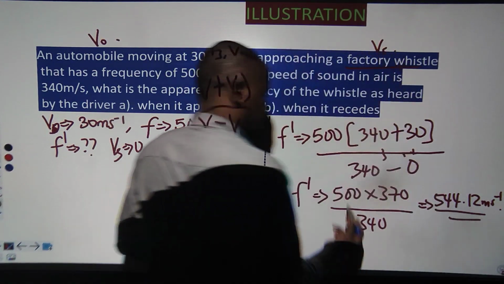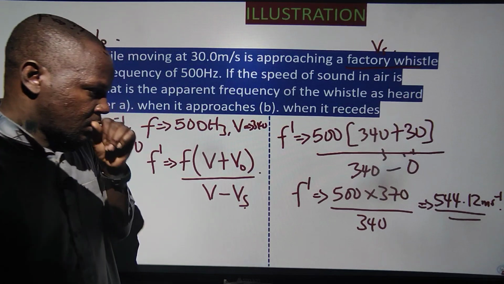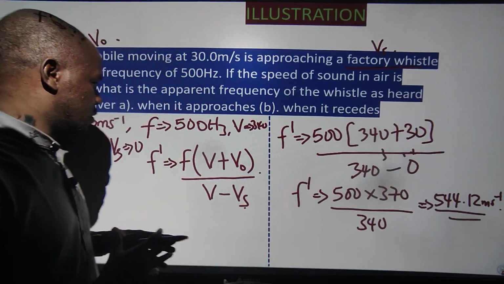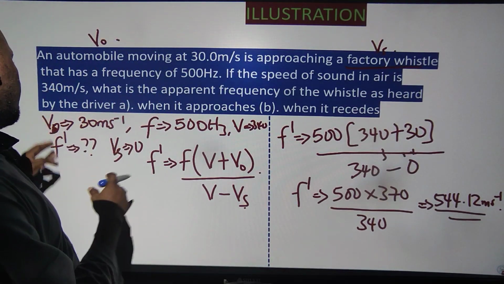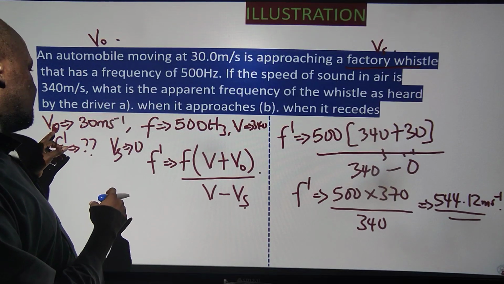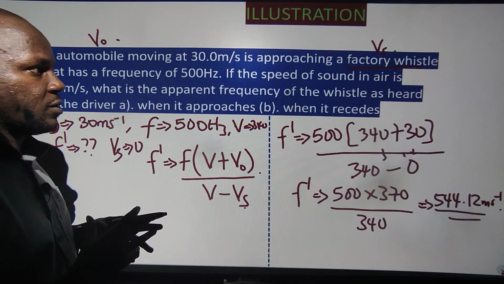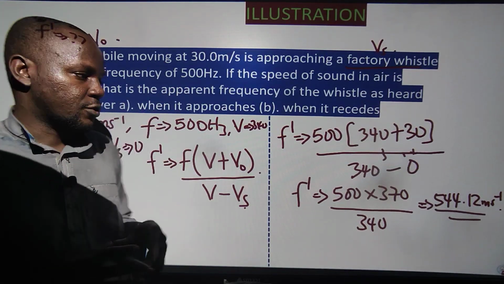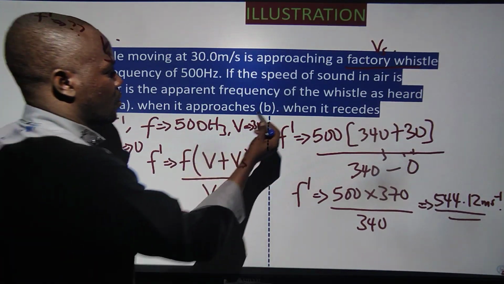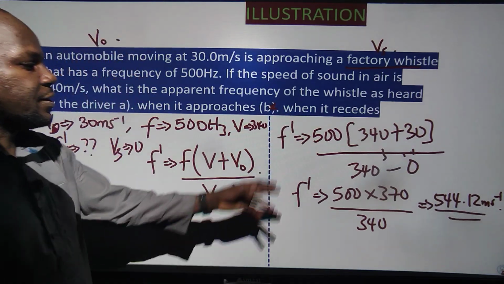If you have any other answer when you press your calculator, you can drop it down in the comment section. So be careful. Like I said, the observer is moving towards the source. The source is the one that is producing the sound. So please always keep that in mind. Then the second part says when it recedes. Now the only difference is when it recedes.